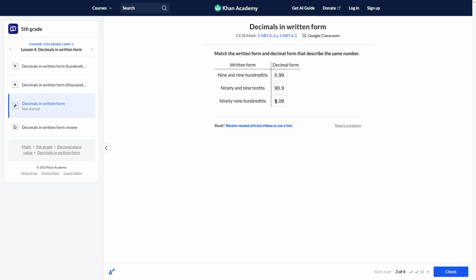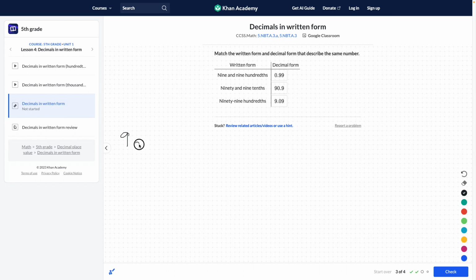Match the written form and decimal form that describes the same number. So the written form is here, and decimal form in this column, that describe the same number. Well, let's just ignore the decimal form for now. 9 and 9 hundredths. So 9, right? It's not 90 or 900. It's 9 and 9 hundredths. Well, we know that we've got 0 and then 9 hundredths here.